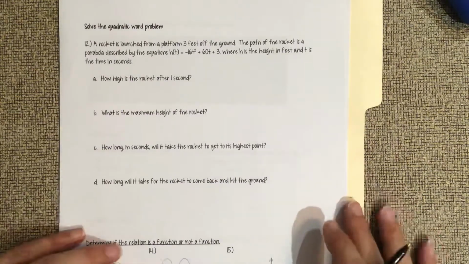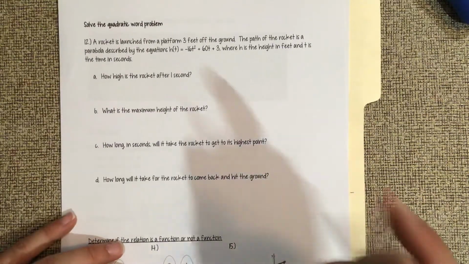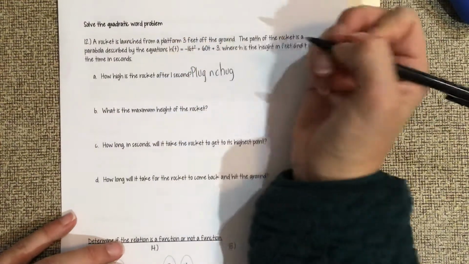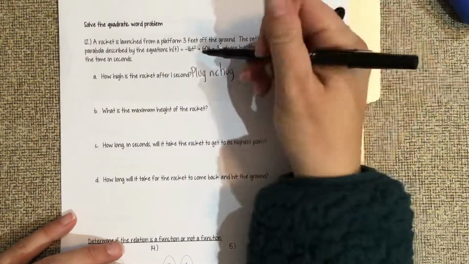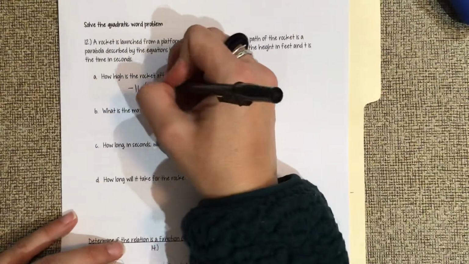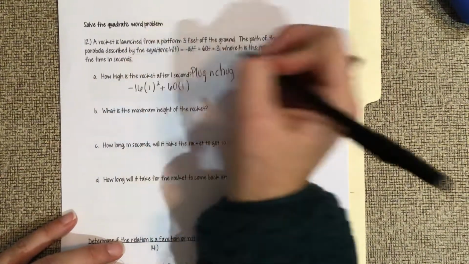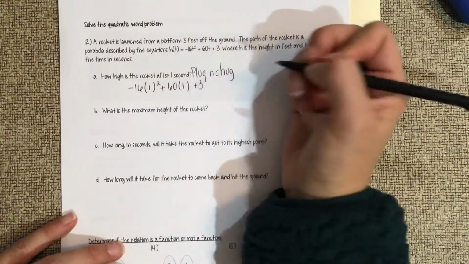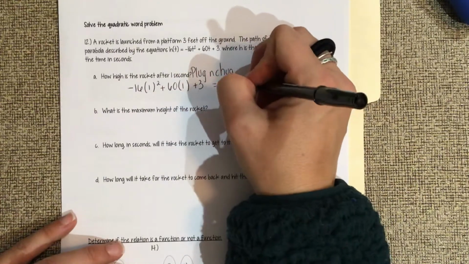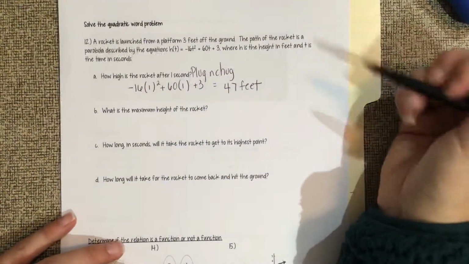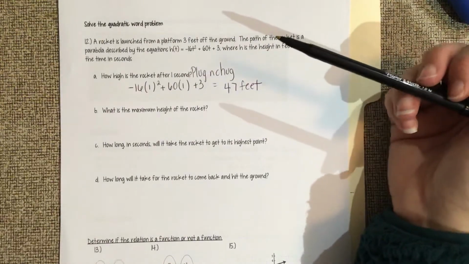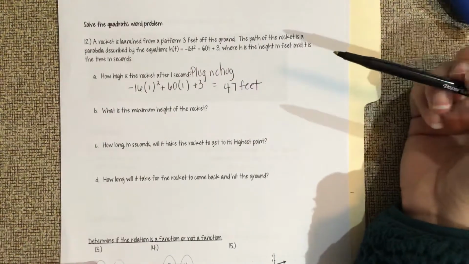So when we're asked how high something is after a certain amount of time, this is just plug and chug. We're just plugging 1 in for t. So negative 16 times 1 squared plus 60 times 1 plus 3. When you do that on your calculator, you would end up with 47 feet. If you're not getting that on your calculator, be careful. Make sure you have negatives where you need to, different things like that.